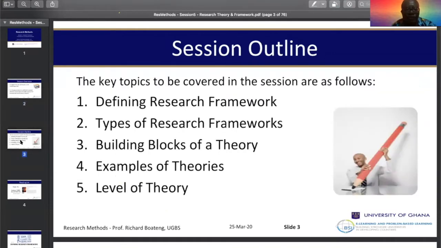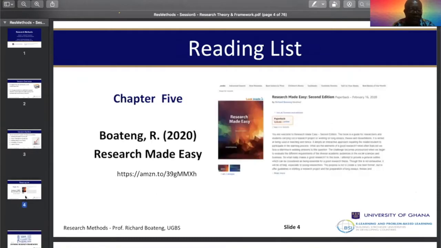What I'll try to cover in my session is to define the research framework, explain the types of research frameworks, and then the building blocks of a theory, examples of theories, and level of a theory. So those are the topics that I'll be going through today. And this is from chapter 5 of the book that you have already.